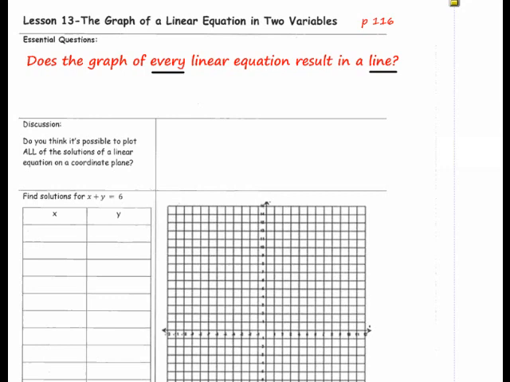In the last lesson, we saw that a linear equation in two variables, ax plus by equals c, standard form, can be plotted on a coordinate plane, and each point, or ordered pair, (x, y), is a solution to the equation. Do you think it's possible to plot all of the solutions of a linear equation on a coordinate plane? Find the solutions for x plus y equals 6, and let's explore this idea.